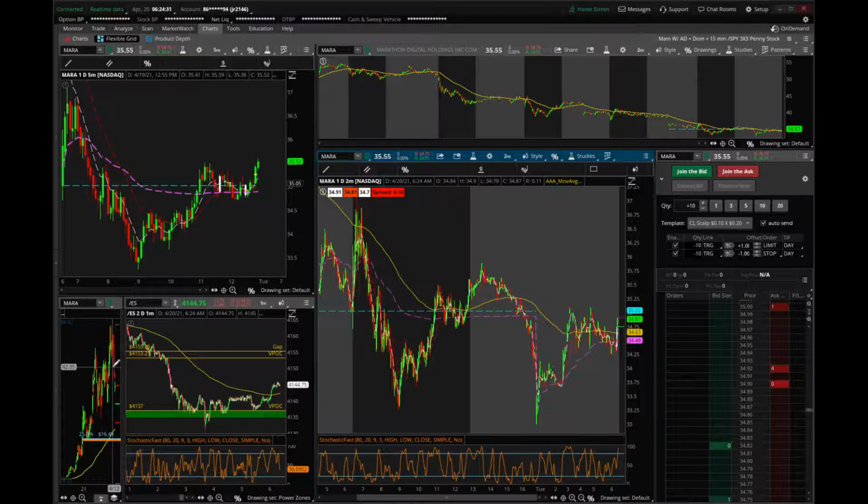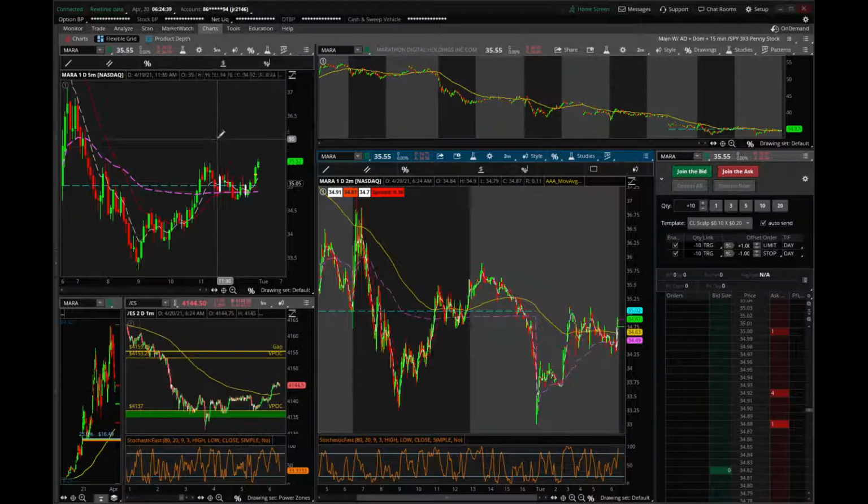Do I like the daily? Do I not like the daily? Things like that. So it's one of those things where I'll kind of look at a lot of this stuff and see exactly what's going on. So we got about 5 minutes until the open.